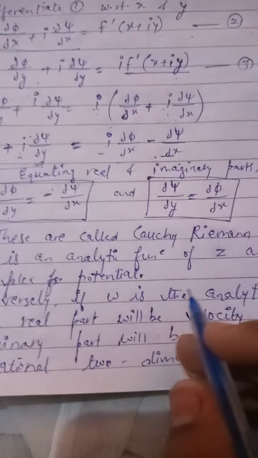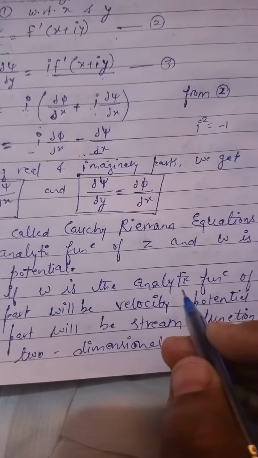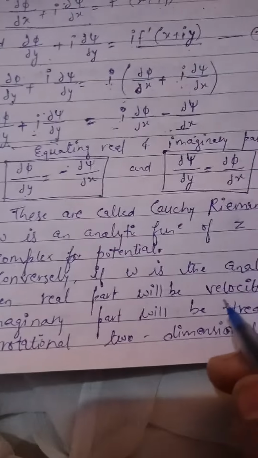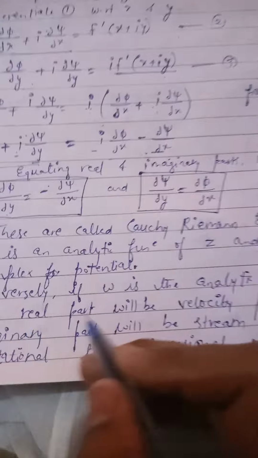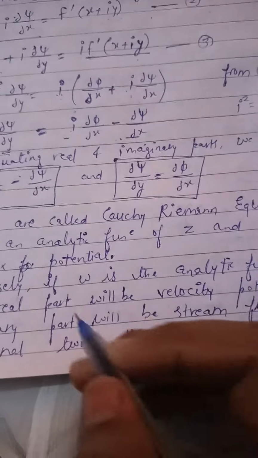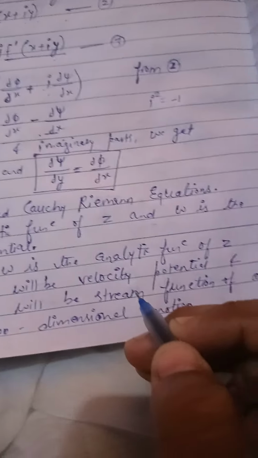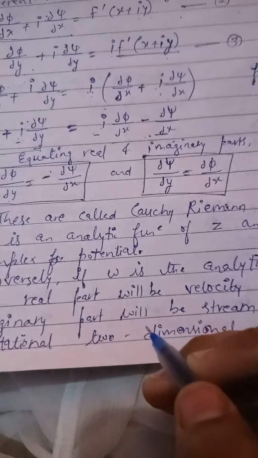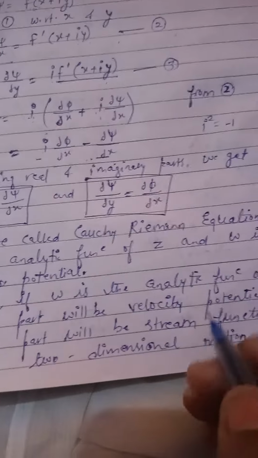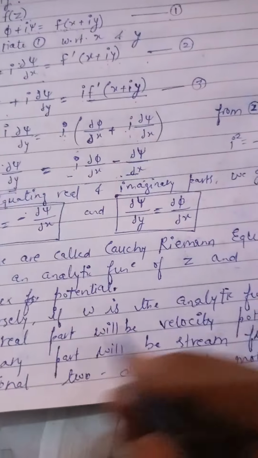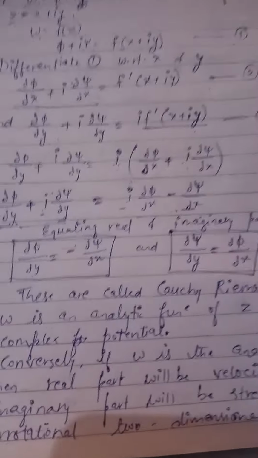And if we are given that W is already an analytic function of Z, then we can directly say that the real part is known as the velocity potential, and the imaginary part of that analytic function is known as the stream function of an irrotational two-dimensional motion, because this is the concept of fluid dynamics, and it holds only for irrotational two-dimensional motions.